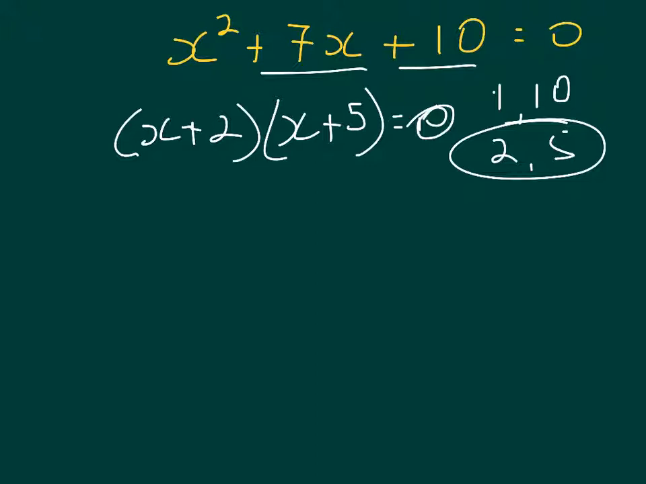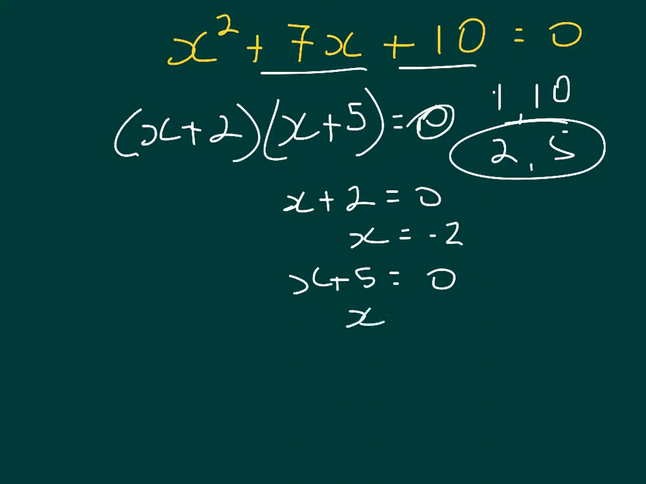And then we solve those particular brackets. x plus 2 equals 0, so therefore x equals negative 2, and x plus 5 equals 0, so therefore x equals negative 5, and those are your two solutions.